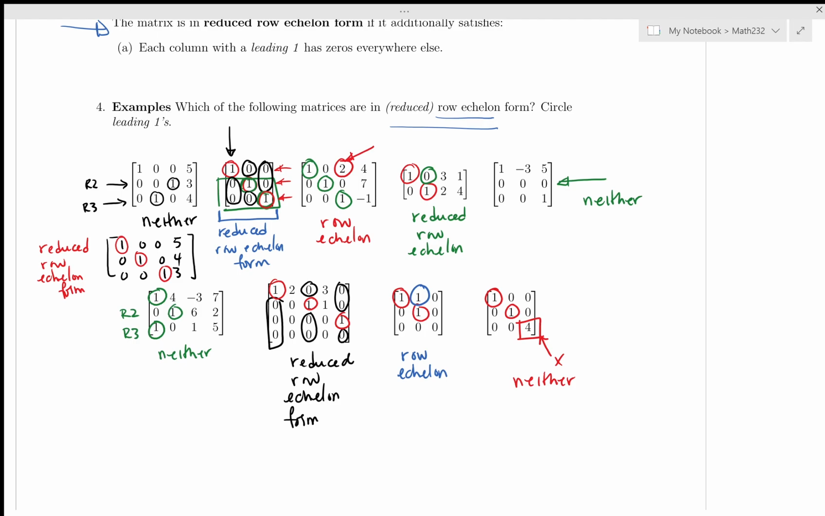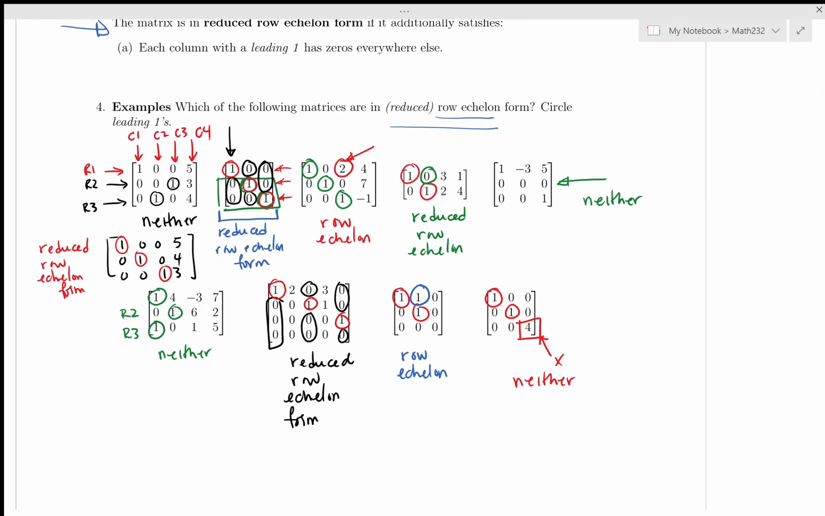We've also got the idea of rows. This is row 1, row 2, row 3, and then here we've got columns. That's column 1, column 2, column 3, column 4. So in our matrix we have rows and we have columns.